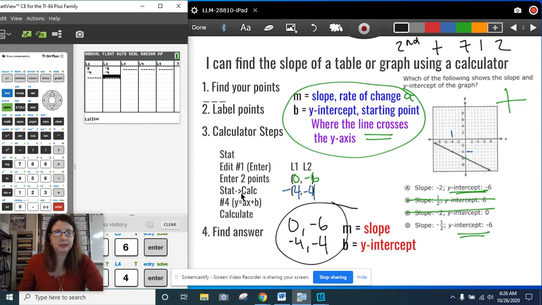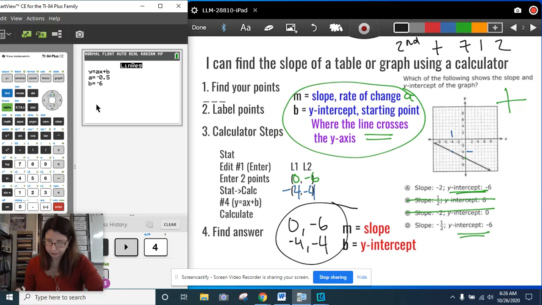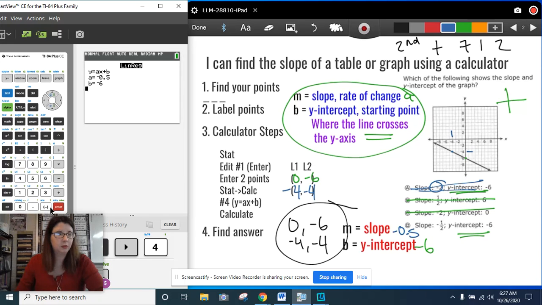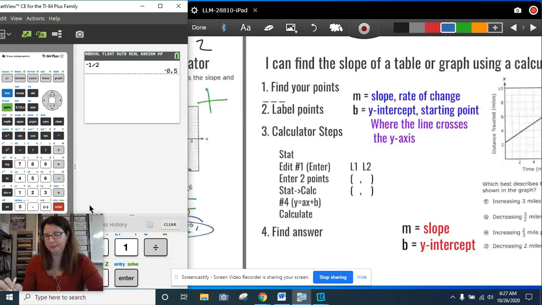So now that I've entered my points, the next thing is to tell my calculator to calculate it. I hit Stat, toggle over to Calc. I'm looking for the number 4 because I want it to give it to me in y equals mx plus b form. And here I go. My y-intercept is -6, which we saw, and my slope is -0.5. Now I know that 0.5 is not 2, but I need to double check. What is this 1/2? Well, if I go back and do -1 divided by 2, I'm left with a -0.5. It means my answer here is D.